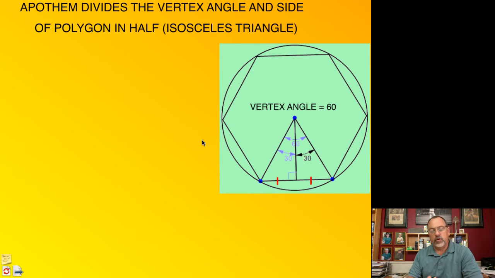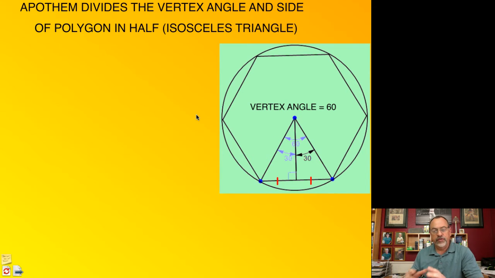Well, if you remember from earlier this year, if you bisect this angle of an isosceles triangle, or if you draw this side perpendicular to this other side, it does two things. It cuts this angle in half, which we can figure out by doing 360 divided by the number of sides. And it also cuts this side in half, so it creates two equivalent segments.